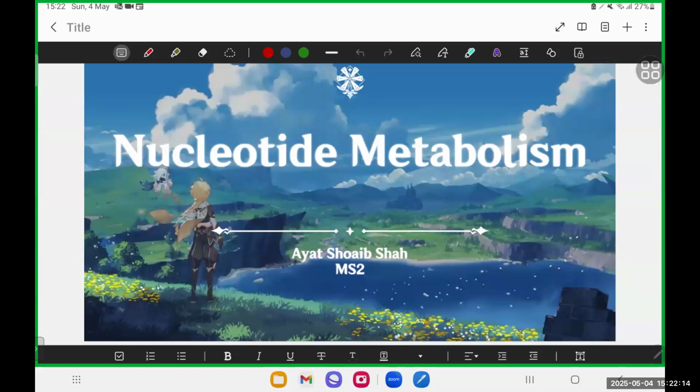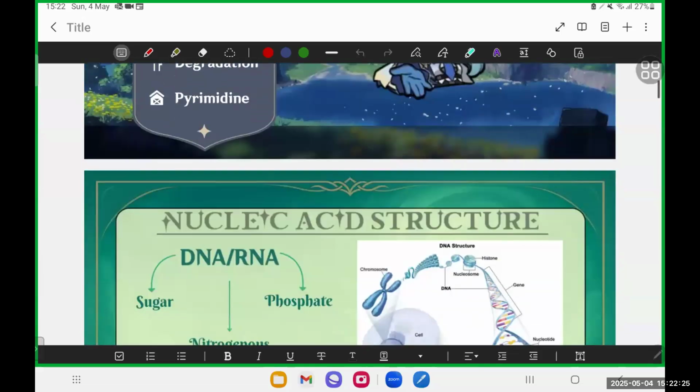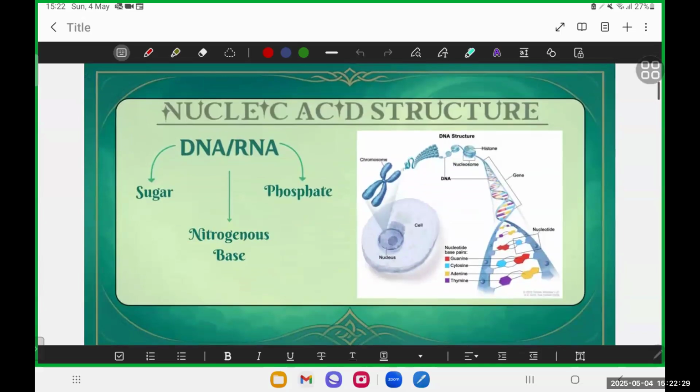I'm a second year medical student, and today we're going to be talking about nucleotide metabolism, which is one of your last lectures in MOL. So that's nice. First of all, we're going to be talking about the structure. I think we've been over the structure thousands of times throughout MOL and even genetics.